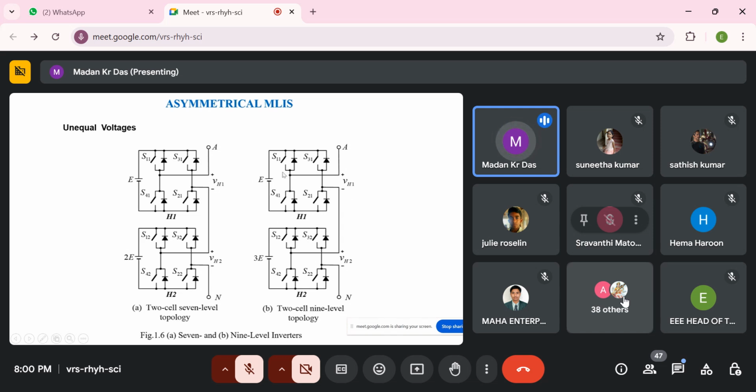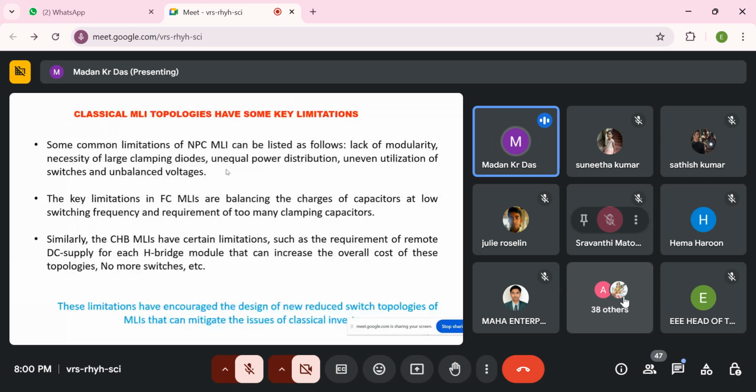So here for 9 level almost 8 switches we have used, and here for 7 level almost 10 switches we have used. So switching will be reduced. So now we can make another type of inverter. This is the 3-phase inverter we will discuss later. So classical multi-level with asymmetrical multi-level, some limitation is there.